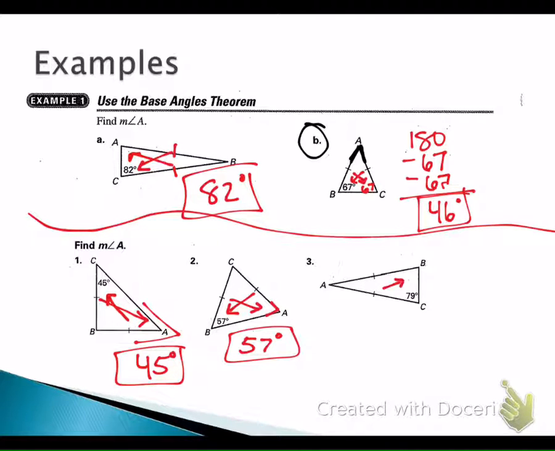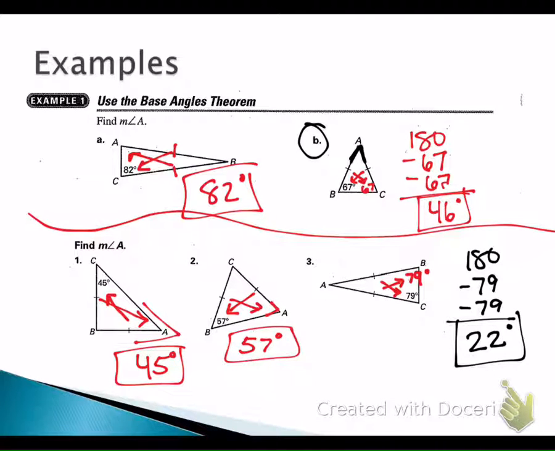Number 3, 2 sides are the same, so the base angles are the same. However, A is not a base angle. So what do I need to do to find A? 180 minus 79. You got to do minus 79 twice because both of those base angles are 79 degrees. What do I get? 22. Oh, I'm not grading you on your artistic ability, so you're good. Questions on these?